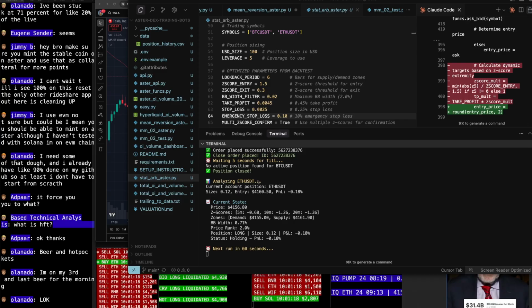Oh man, I love bots though, dude. This is just so much less stress than the other one. That was crazy. Easy.py, slick, but you gotta think about the entries and exits.